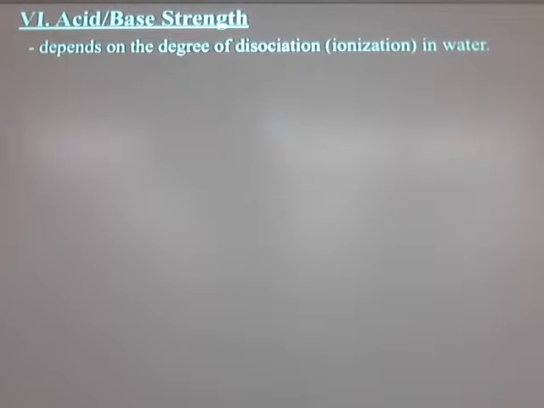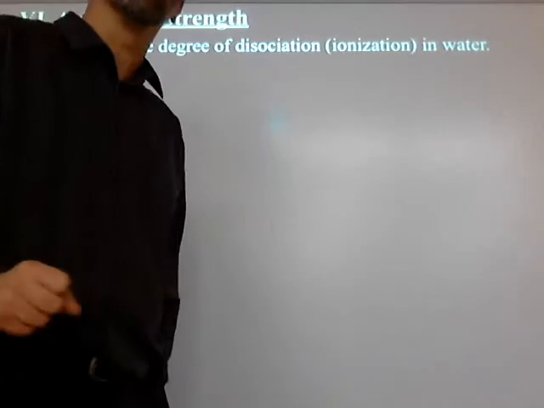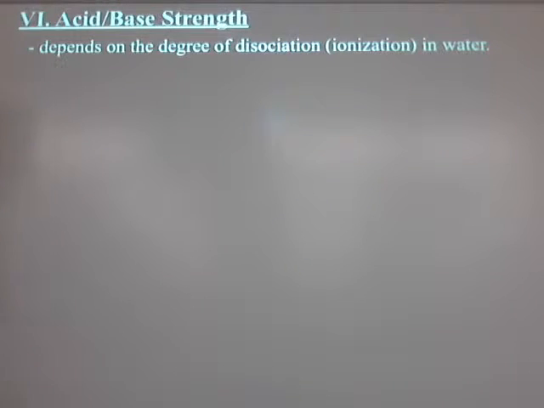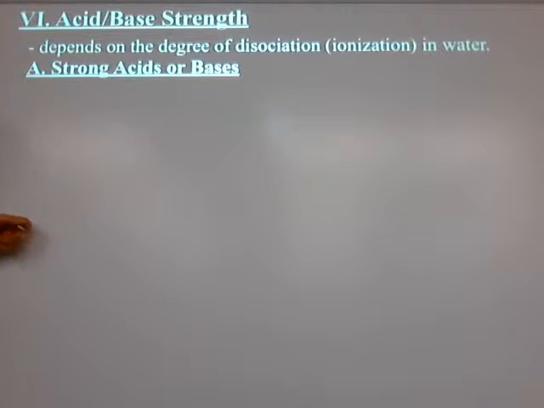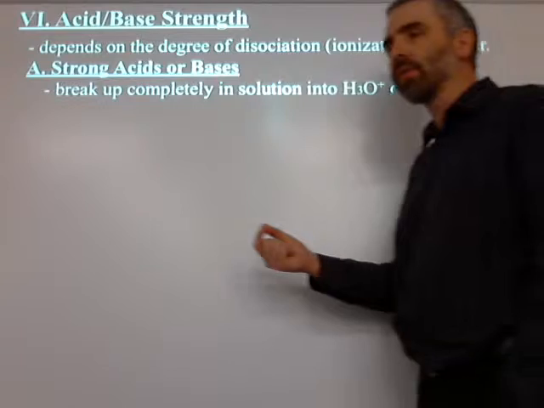Now, it turns out that strong acids and strong bases break up completely in solution. And you saw that. When I put that solution across the wires to make that light bulb light, hydrochloric acid, which is a strong acid, made that light bulb light very brightly, whereas you'll see the acetic acid did not. So strong acids or bases break up completely into either hydronium or hydroxide ions in solution. When I say completely, I mean 100%. Whatever I put in there, that's how much I get of hydronium or hydroxide ions.